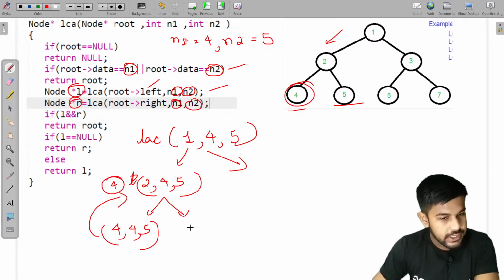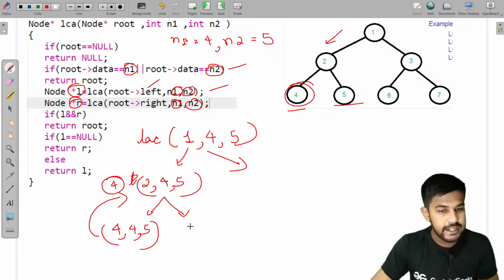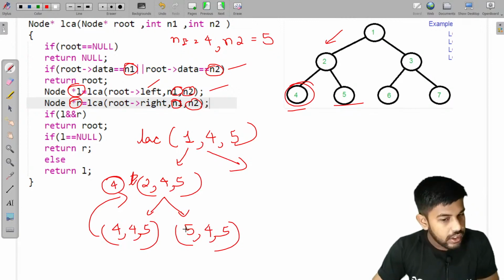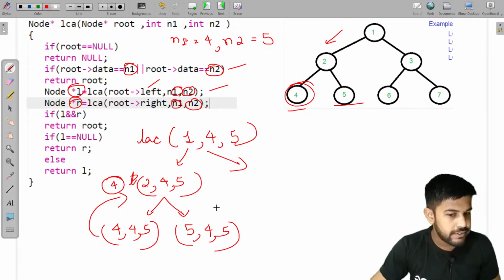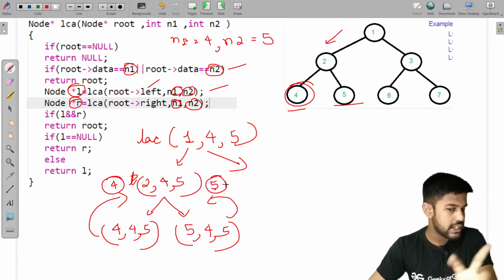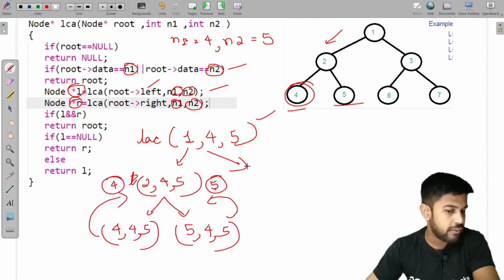Now after this side's left is done, right would be done. What is right? 5, 4 and 5. Again 5 is equal to 5, so from this point 5 would be returned. So 4 and 5 are returned from both: L and R is equal to 4 and 5. So this is done. Now this side's L and R would be done.